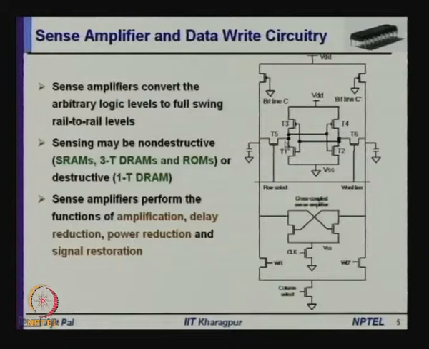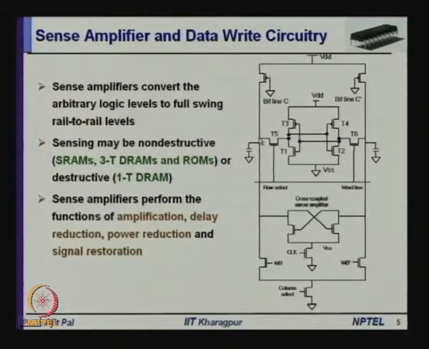So, that is what will happen if 1 was stored in this particular capacitor, and that will actually influence this, which is acting as a kind of differential amplifier. So, this cross coupled sense amplifier acts as a differential amplifier, and when the clock is applied, it will sense the difference, and accordingly it will do several functions like amplification and delay reduction.